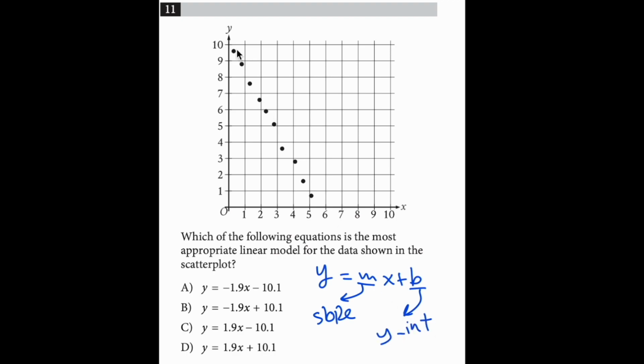In this scatter plot, we have a negative slope, so we will cancel C and D because they have a positive slope. And also we have a positive y-intercept, so the answer will be B.